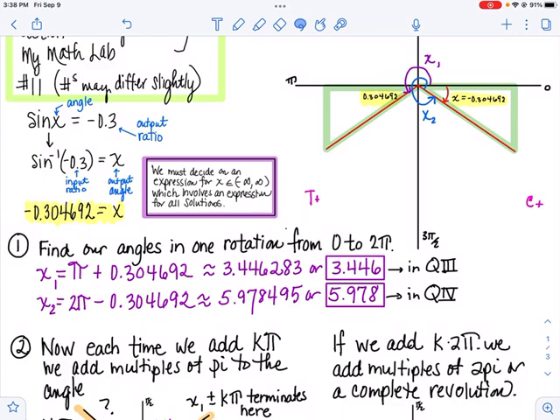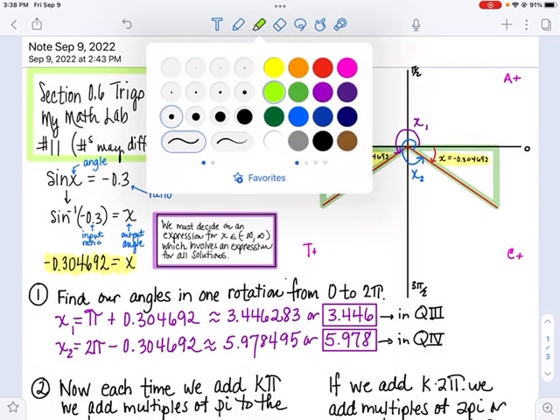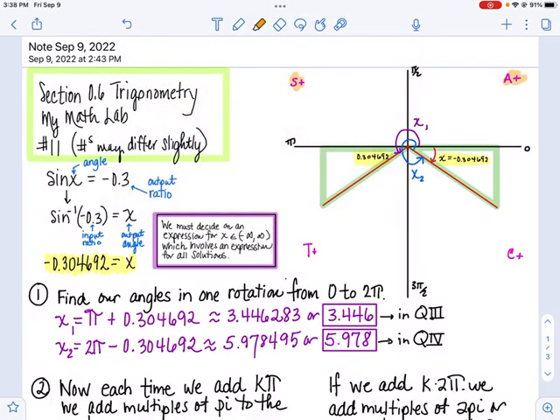And so recall that we put that in the coordinate plane. And remember that we had those all students take calculus, which gives us the sign. All are positive in quadrant 1, sine is positive in quadrant 2, tangent is positive in quadrant 3, and cosine is positive in quadrant 4. So we know that the sine is negative in quadrant 3 and 4. So those are the two quadrants we're looking for angles in.